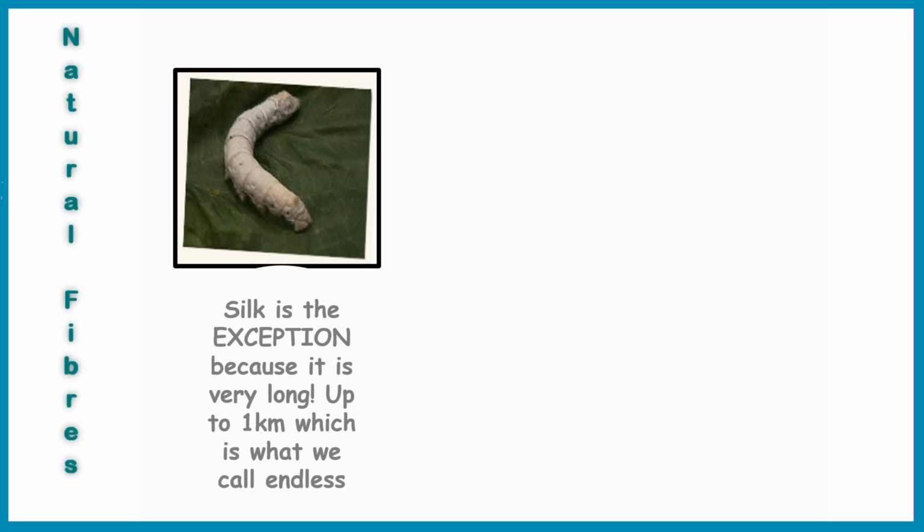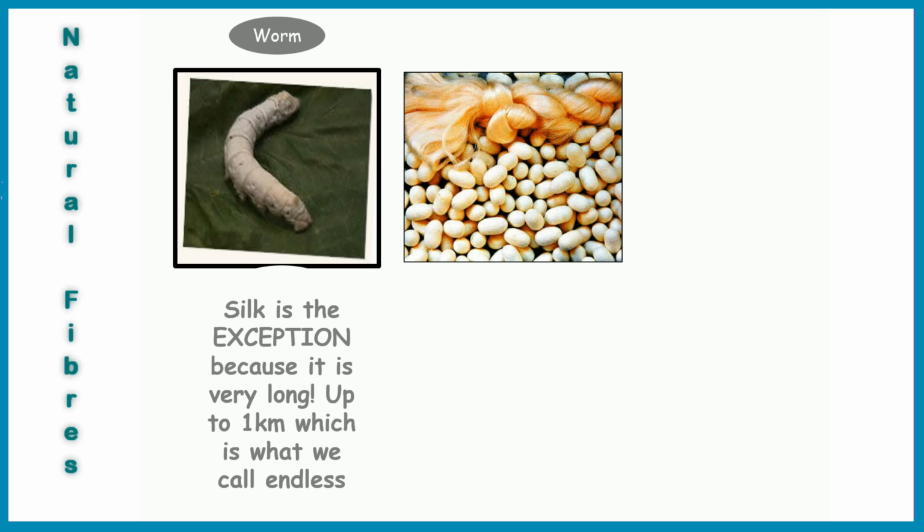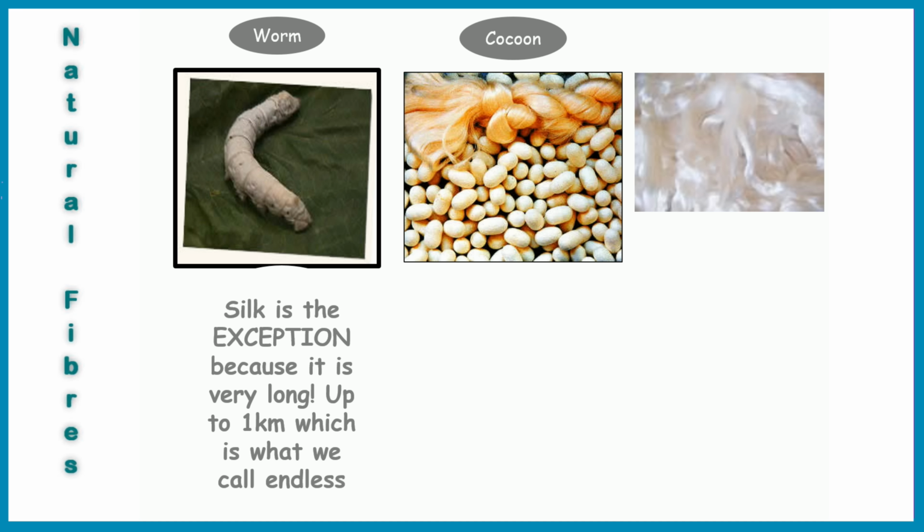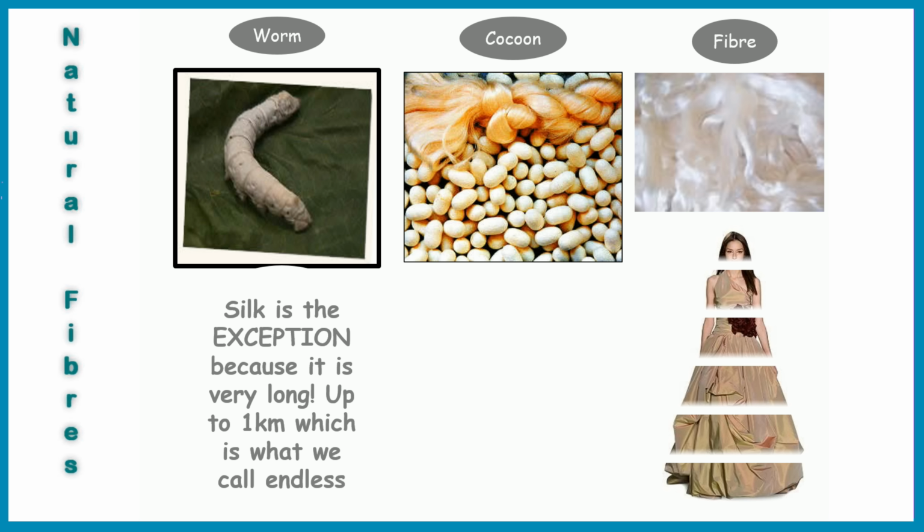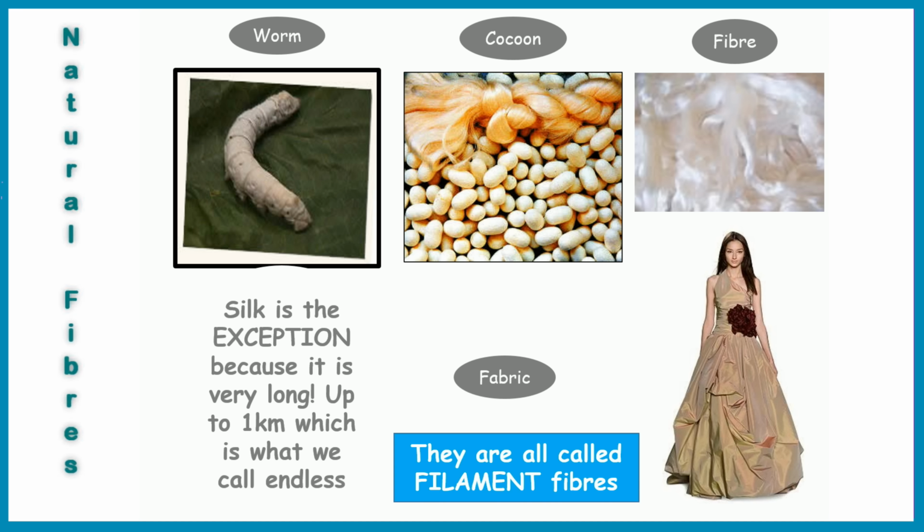Silk is the exception to this. Silk is what we call an endless fiber, or filament. It can be up to 1 kilometer long. So you've got the worm feasts on the mulberry bush, then goes into a cocoon. You kill off the worm inside in hot water, and then you unravel the cocoon and you take off the glue that holds it all together, and you get a beautiful fiber, which is silk. And here the example is a dress made out of taffeta silk. Silk absorbs color very, very well, and so it is so shiny and so beautiful. And all of these endlessly long fibers are called filament fibers.